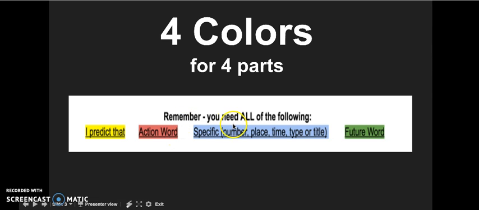Remember, you need to use all of the following colors. You need all the following items. I predict that in yellow, an action word highlighted in red. It has to be specific, and that you're going to highlight in blue. And you have to have a future word that is highlighted in green. Remember, our future word is mostly going to be the word will.